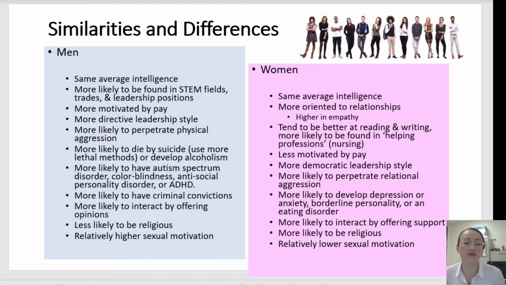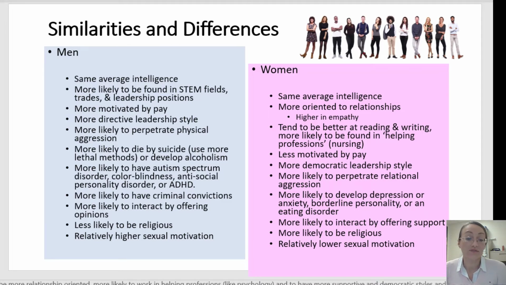The textbook summarizes gender differences between men and women that have been reliably found in the psychological literature. Women tend to be more relationship-oriented, more likely to work in helping professions, like psychology, to have more supportive and democratic styles, be less motivated by pay. They're more likely to be religious and more likely to perpetrate relational aggression, like social bullying, gossip and rumor spreading. There are certain psychological disorders that are more likely in women. Those are mood disorders, attachment disorders like borderline personality disorder, and eating disorders.